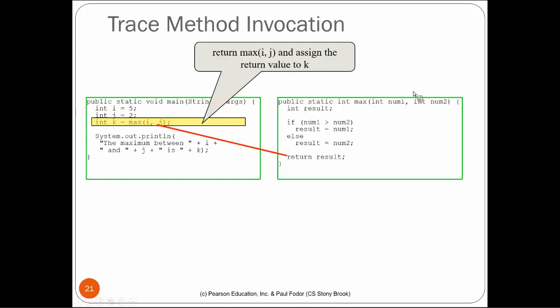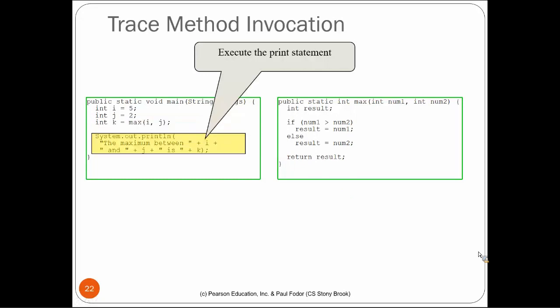So again, we do exactly the same thing that we did when we invoke the method. We copy the value of the variable result into the variable k, basically into the value that was requested for maximum of 5 and 2. So although result will be deleted the moment that we end the execution of the method, now that value was already copied in k. And we print that the maximum between 5 and 2 is 5.